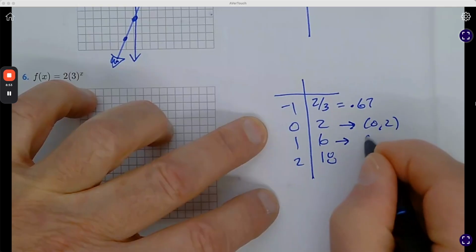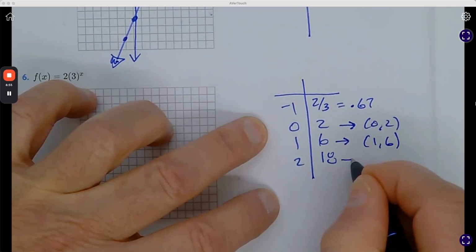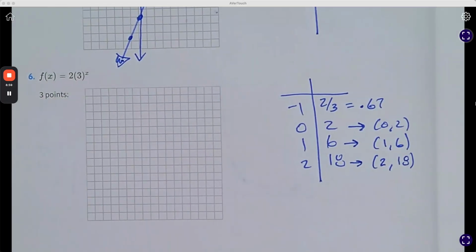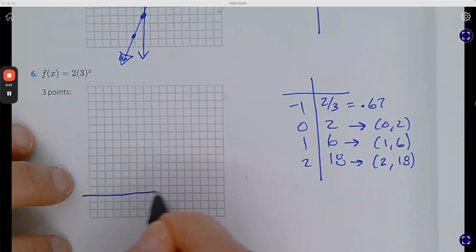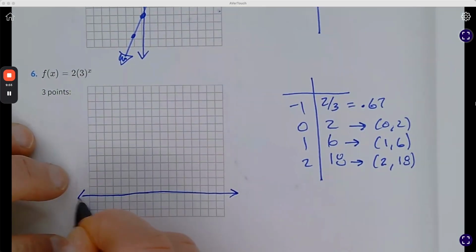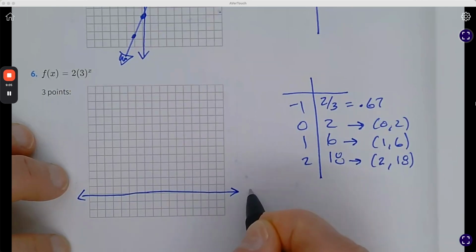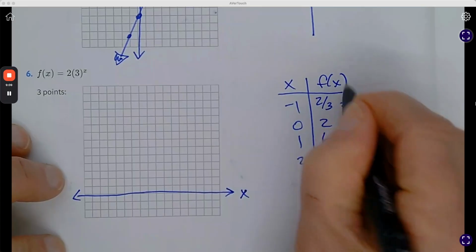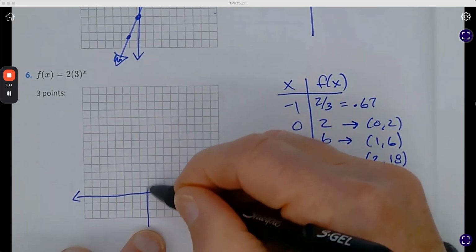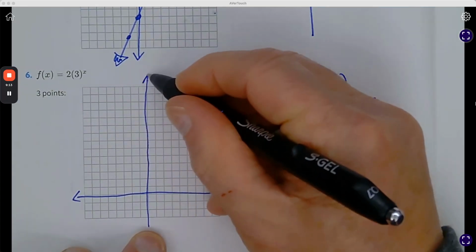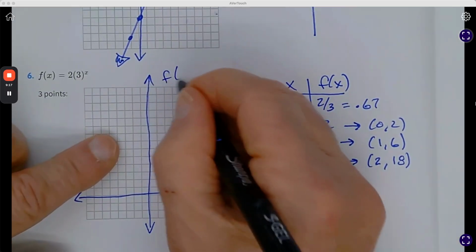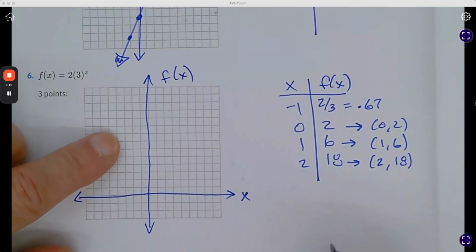0, 2, 1, 6, 2, 18. Draw your coordinate plane. That is x, sorry, and f of x. I had to make sure I identified my input and output variables correctly. Ooh, I'm awfully crooked on these things. F of x. I'll get better, I'll get better.